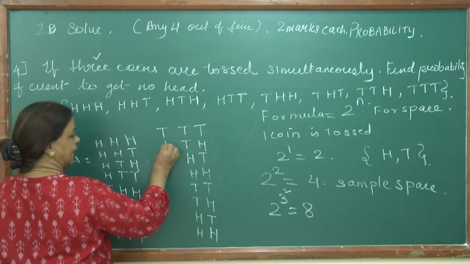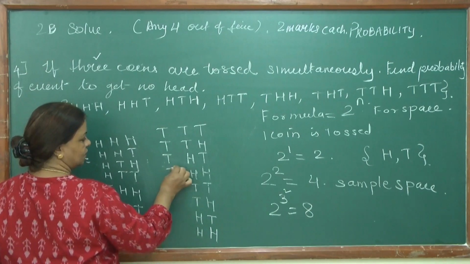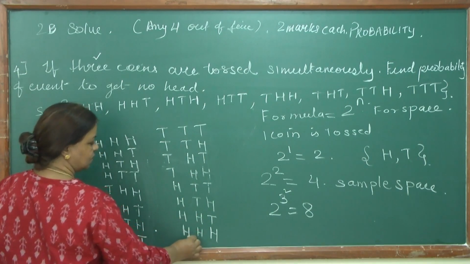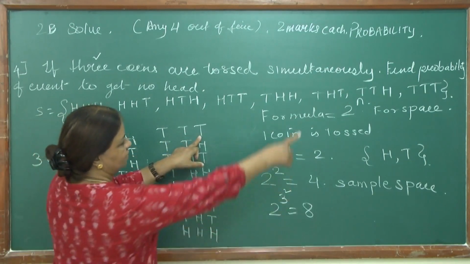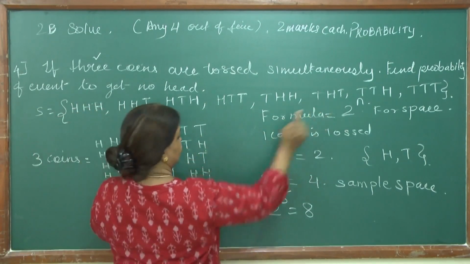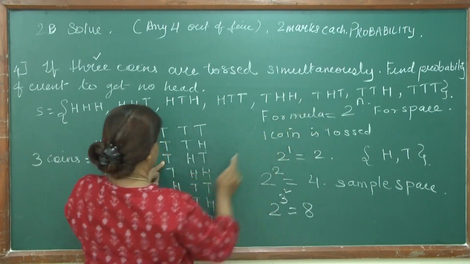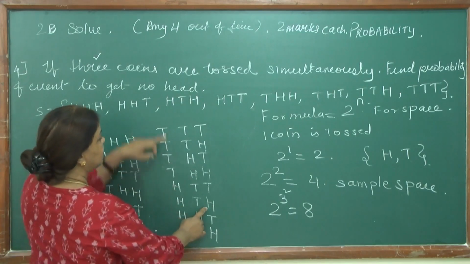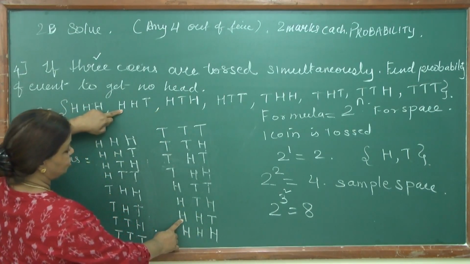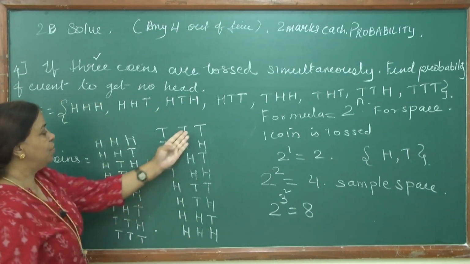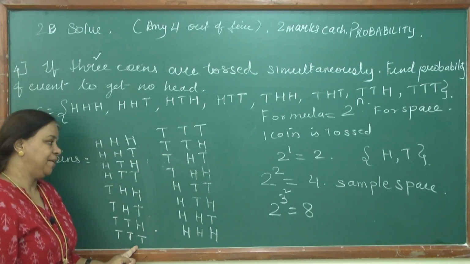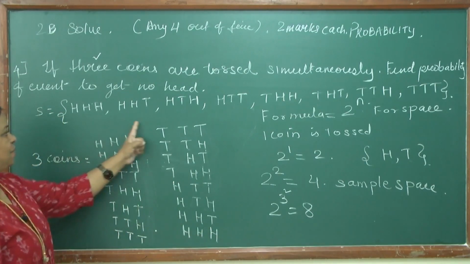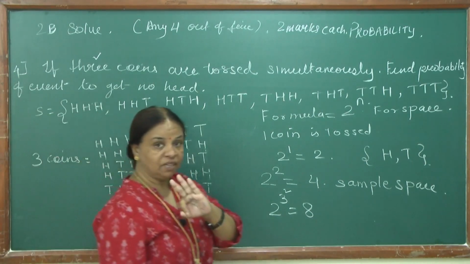Then 4 time tail and 4 time head. See now: TTT, TTH, THT, THH, HTT, HTH, HHT and HHH. Either you begin from tail or you begin from head, you can write down the sample space. So this is the sample space for 3 coins.